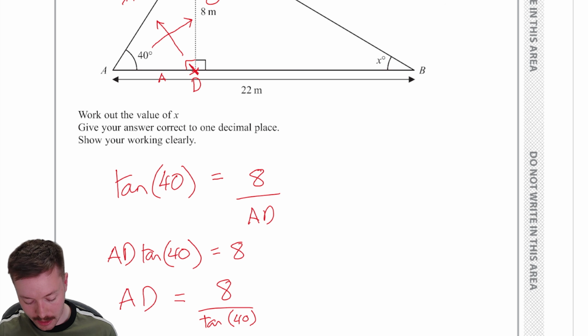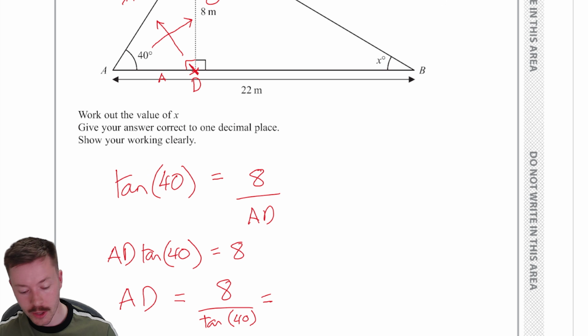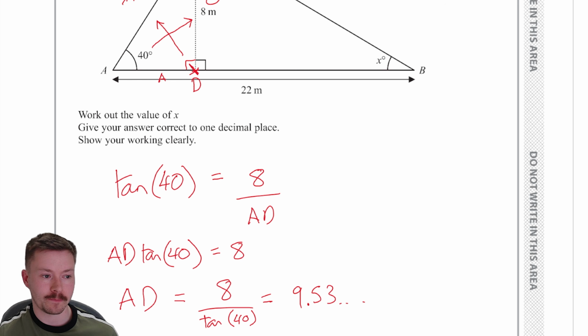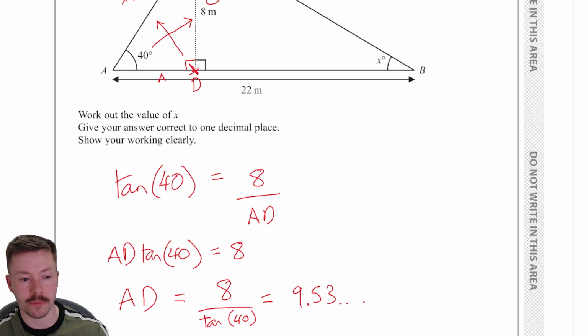Now from there, I'm going to type that into my calculator. So 8 over tan 40 is not going to give me a particularly nice number, so I'm going to have to keep that on my calculator. I can't remove that answer. You could store it if you know how to do that. That is going to give me 9.53, I'm going to put. What I'm then going to do is work out the length BD by doing 22, which is the total, minus that 9.53.